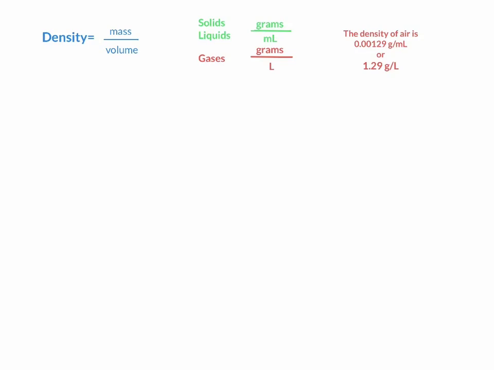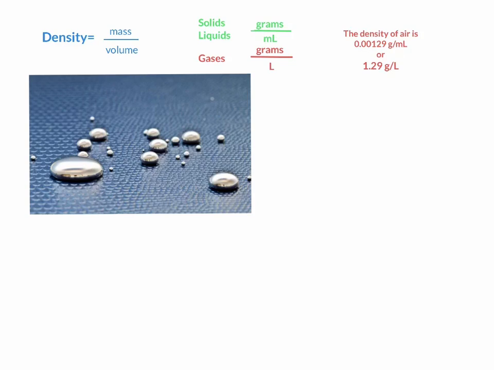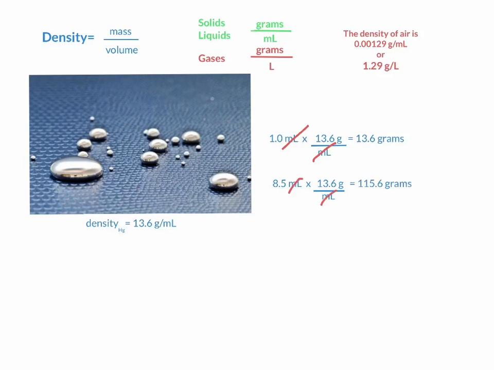Let's consider the density of liquid mercury, which is about 13.6 grams per milliliter. If you have 1 milliliter of mercury, that sample has a mass of 13.6 grams. If you have 8.5 milliliters of liquid mercury, that sample is 115.6 grams.